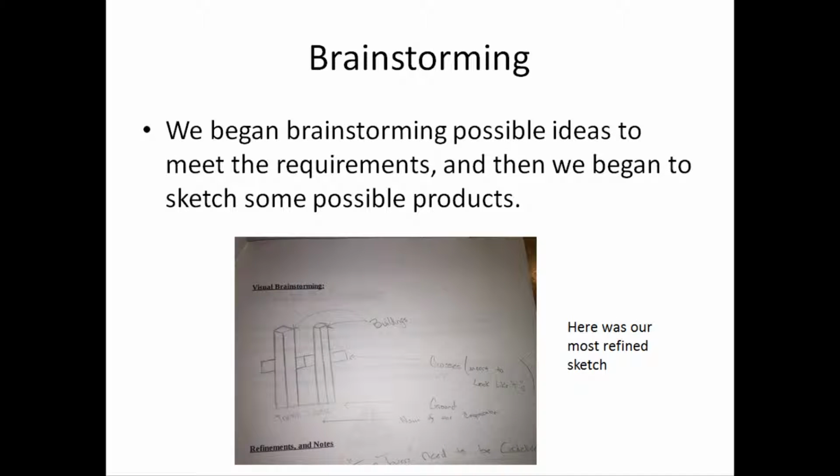Brainstorming. We began brainstorming possible ideas to meet the requirements, and then we began to sketch some possible products. Here was our most refined sketch. As you can see, there are two towers standing parallel to each other, and you can see there's two cross or T type things. Those are meant to represent the two T's as an acronym for Trump Towers.